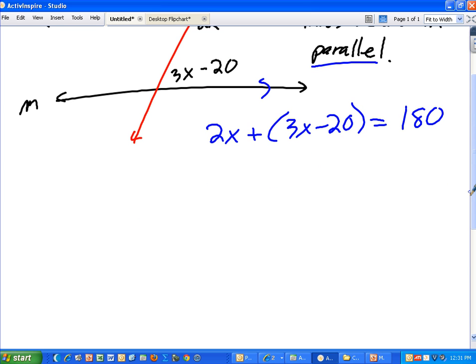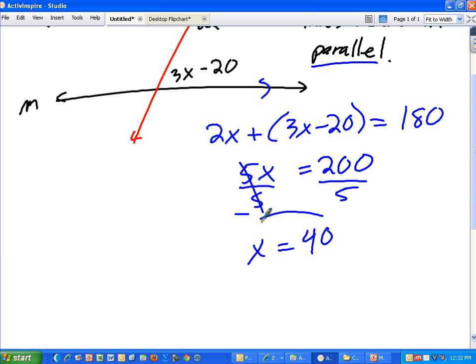Okay, combine like terms. So 2x and 3x is 5x. What about the 20? Push it to the right. And then there's how you got your 40, right? Dividing both sides by 5, and so we get x equals 40. Very good. Okay, that's kind of the stuff we were looking at recently, the last couple days.